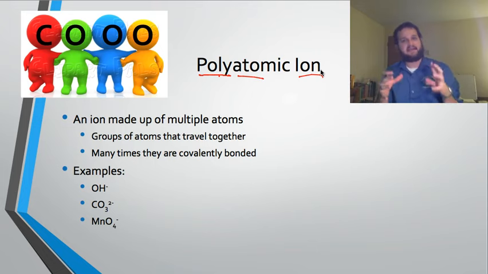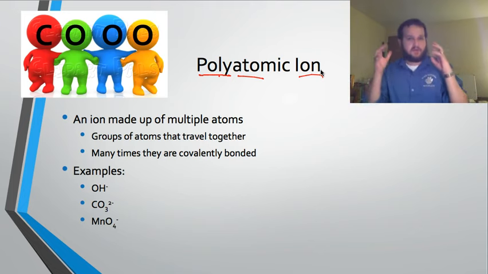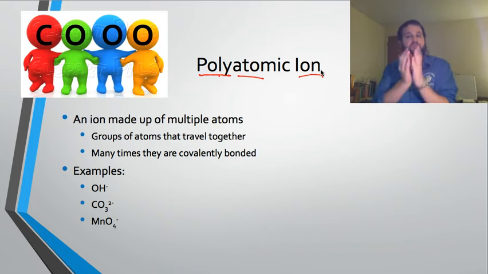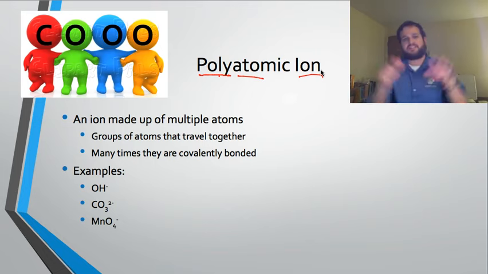So these atoms group together and they bond together and then they travel everywhere together. They're kind of like a gang. They stick together no matter what they do. Okay, so they're usually covalently bonded and they stick together as a group. And so when we write our formulas, we're going to stick them together as a group. You'll see what I mean in just a second here.